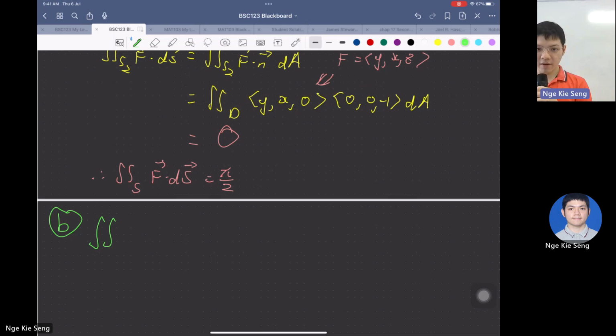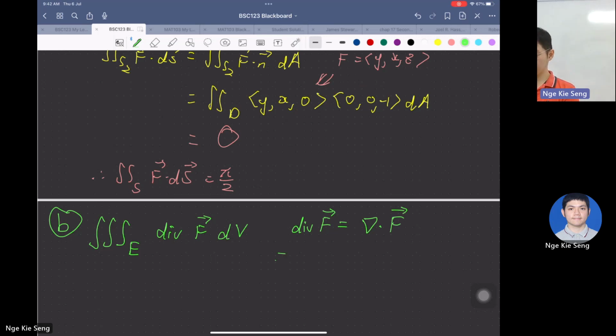So let's check what is div F on E. What is div F? It is the gradient operator dotted with my force vector field. The vector field is y, x, and z. So what do you get? You just get 1. Okay, good, this one is very good.